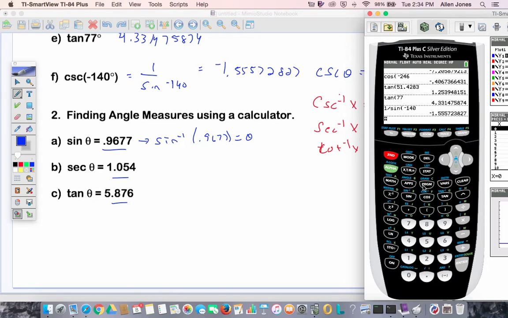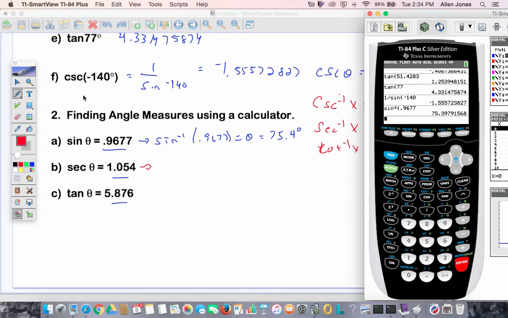I'm going to go back to letter A. We've already written that out. So the inverse sine, or second sine, of 0.9677. Again, that's going to convert that to an angle. So we'll just make life simple here and say it's about 75.4 degrees. We'll go to the nearest degree for right now.